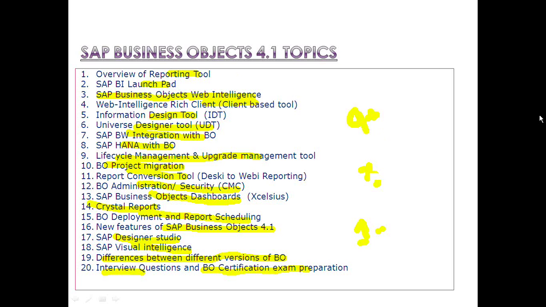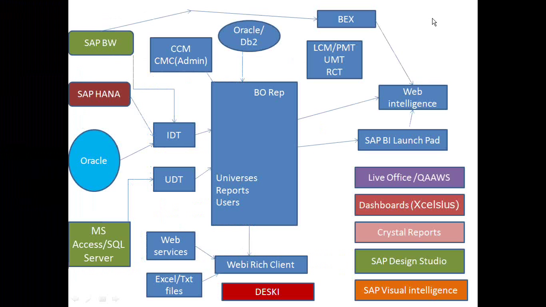Okay. Can you please go to the previous diagram, the architecture which was shown in the view? Here, you said that for every client tool we need to buy separately and take the license. What exactly does it mean? If we take the license of BO, what will we get? We will get the BO repository and UDT, IDT, that's it? Yes, once you install the BO, you will get these two tools.